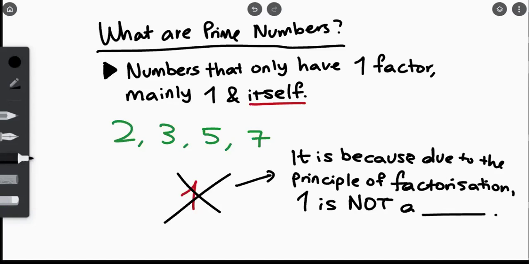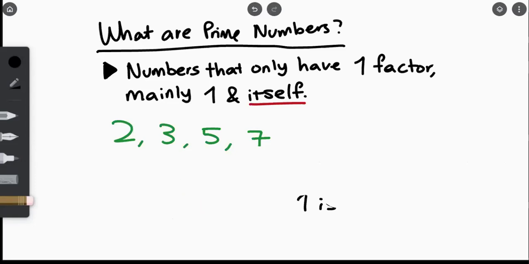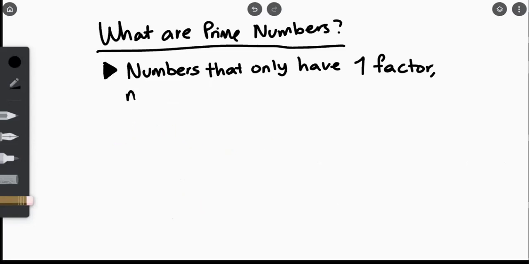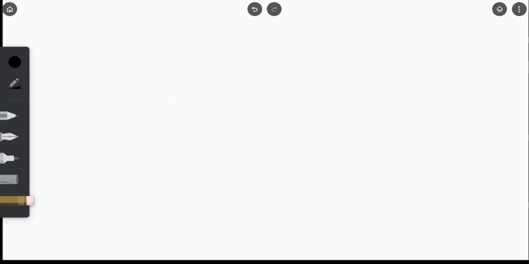Okay, this is how I explain, right? Okay, so now we have touched on what is prime number. Now I need to touch on what is composite number. Just now some of you with very good eyesight have already seen what are composite numbers, right?